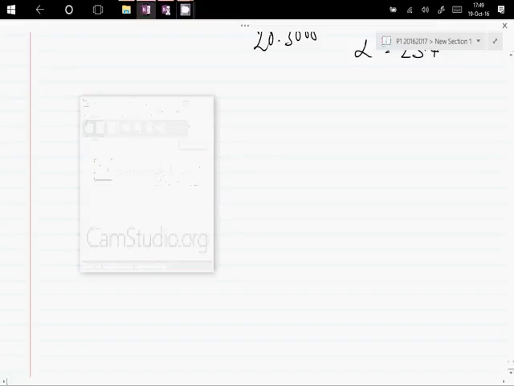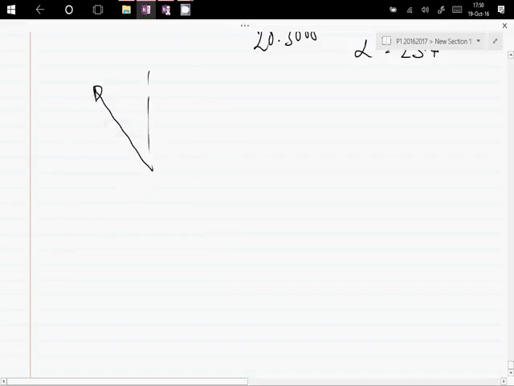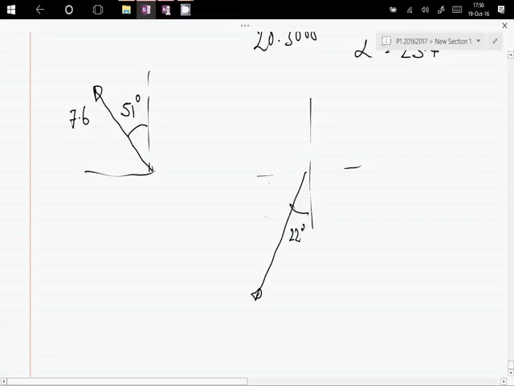Okay, so this is the second of two videos, and I'm going to add a little more complex vector. So this one is going to be in this direction here, and it's going to have an angle here. This is going to be 7.6, and this is going to be 51 degrees. And it's going to be added to another vector, which is going to be in this quadrant here. This is 22 degrees, and this is 18, the size 18.